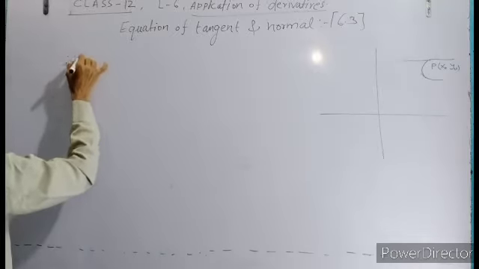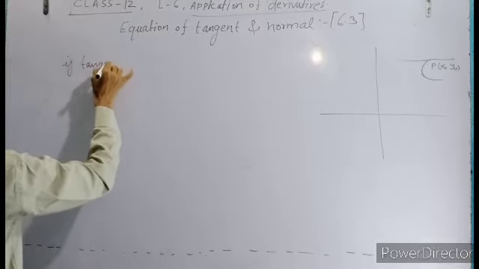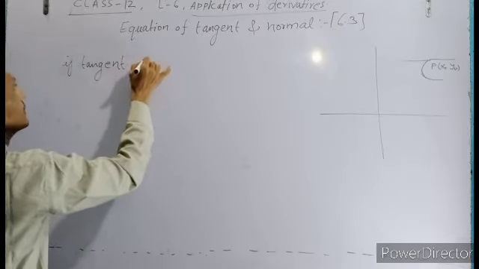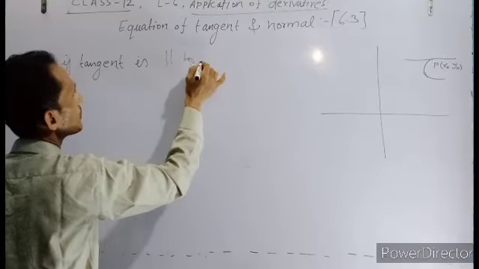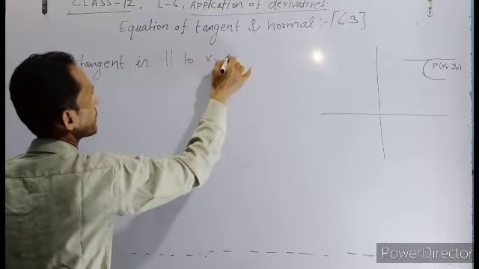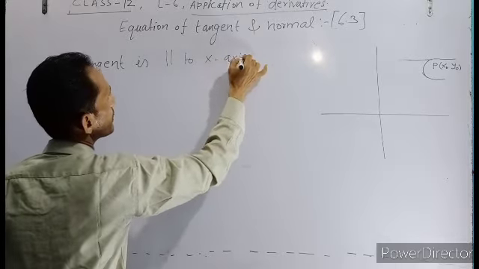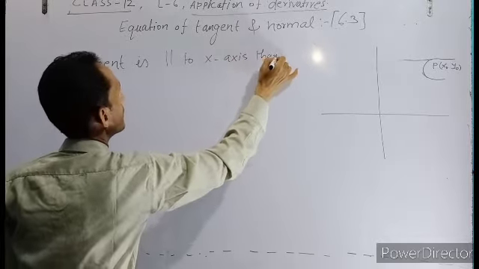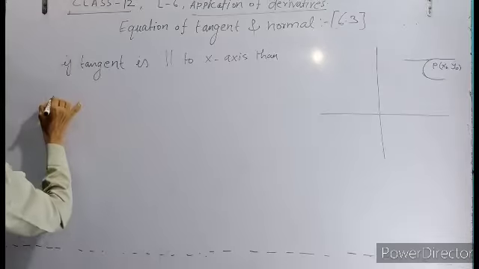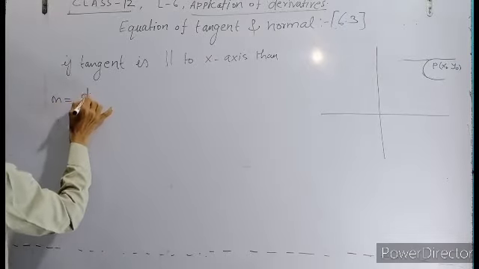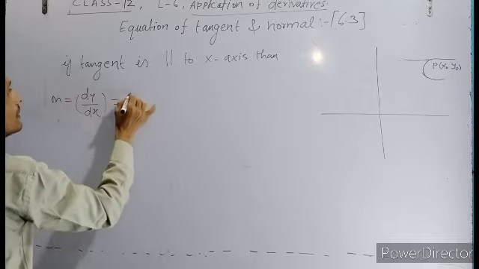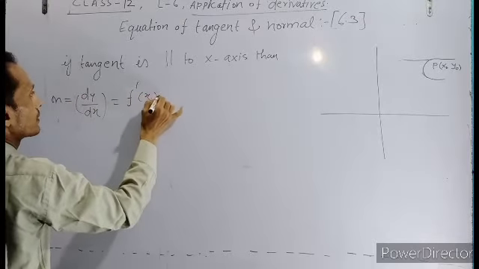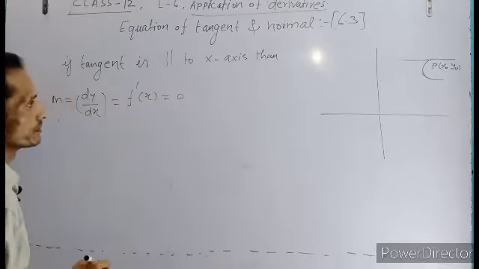if tangent is parallel to x-axis, then m equal to, or you can say dy by dx, or f dash x also equal to 0.